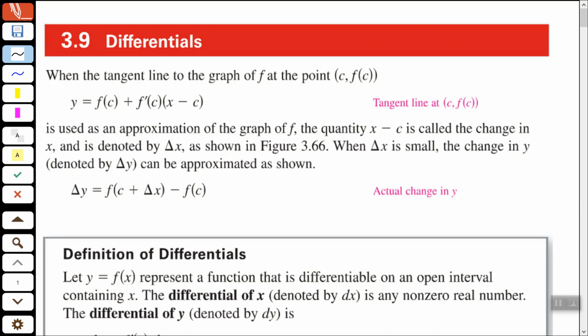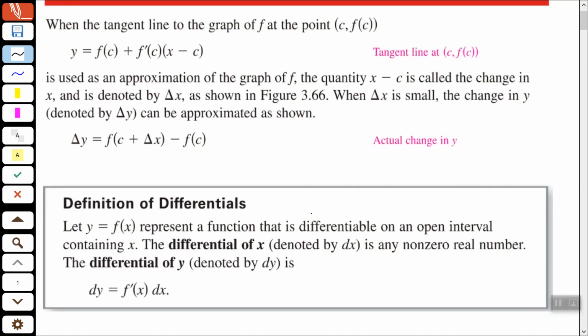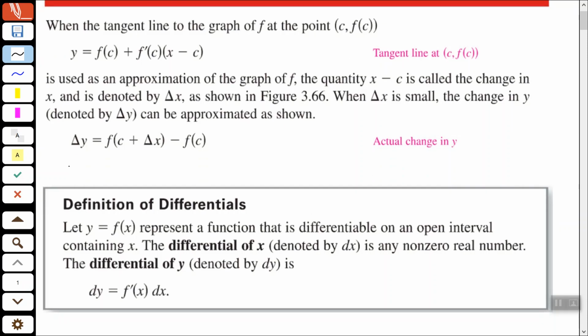As shown in figure 3.66, when delta x is small, the change in y, denoted by delta y, can be approximated as shown. Delta y equals f of (c plus delta x) minus f of c. And just to make this a little easier, we know that c can be any number, but we're going to let it be x, so we'll use f of (x plus delta x) minus f of x.